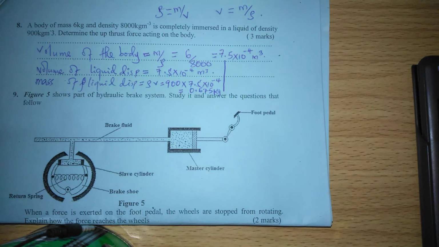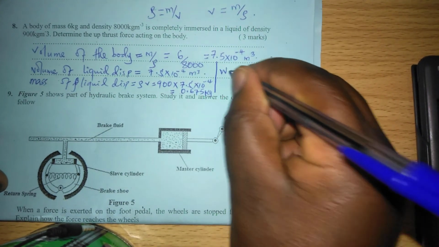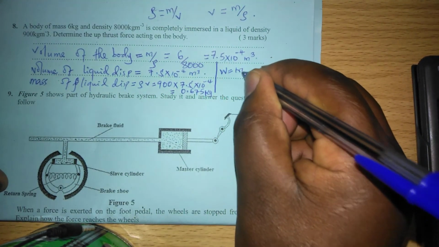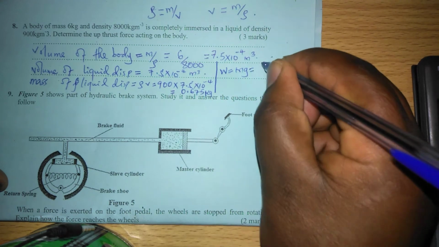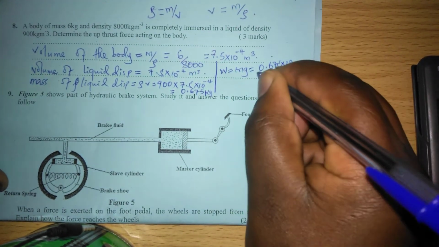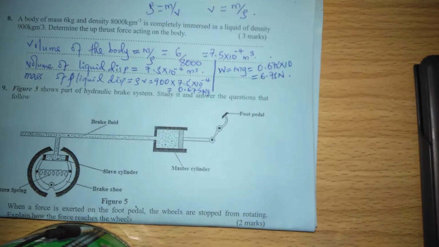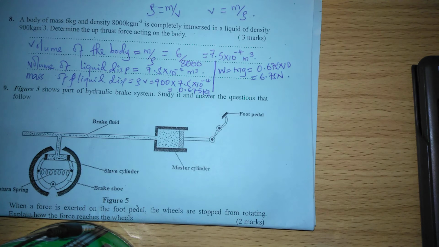We have said that the mass of the fluid can now take us to the weight of the fluid, because we know weight from the chapter of force is given by mass times g. Therefore, 0.675 times a g of 10, this will give us 6.75 newtons. The weight of the fluid which has been displaced is now known, and it is 6.75 newtons.